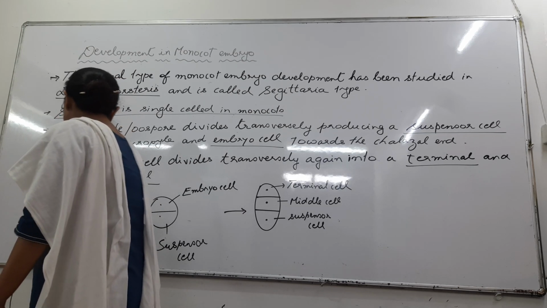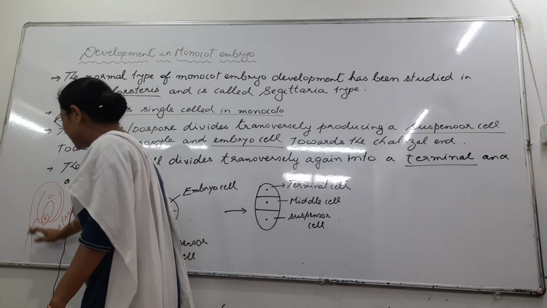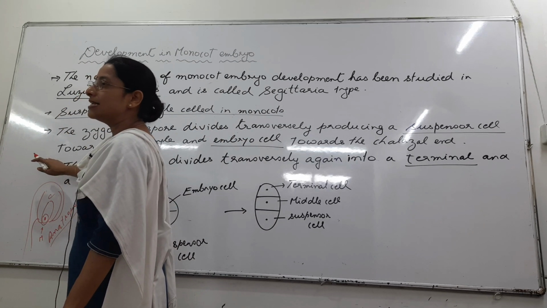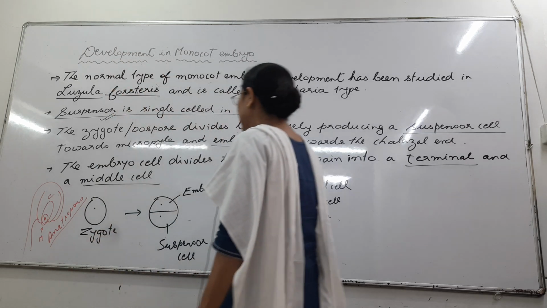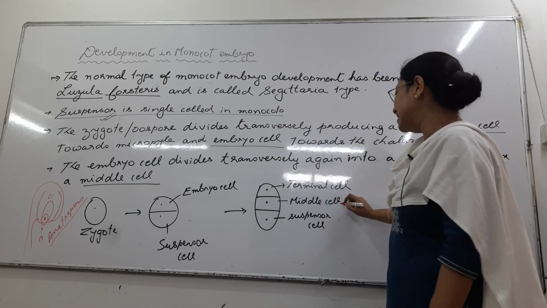So this would be the zygote. This is the first cell. Ultimately it will divide into two cells, the suspensor cell towards the micropylar end and the embryo cell towards the chalazal end, right? The embryo cell will again divide and form two cells, the terminal cell and the middle cell.